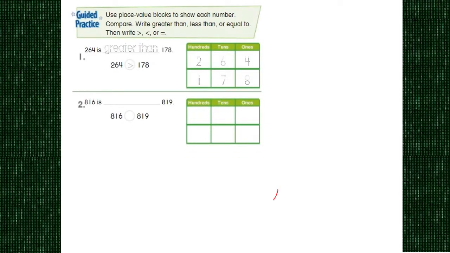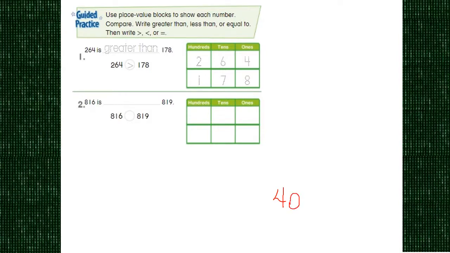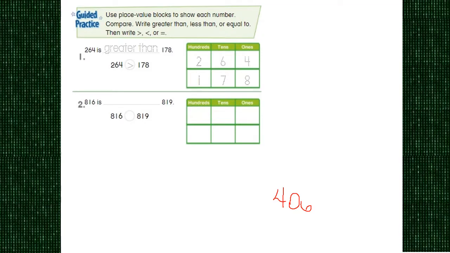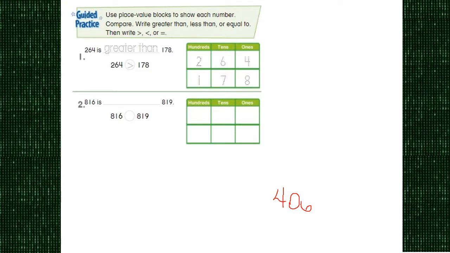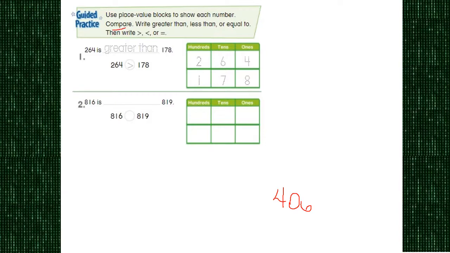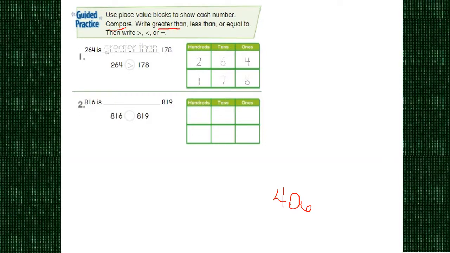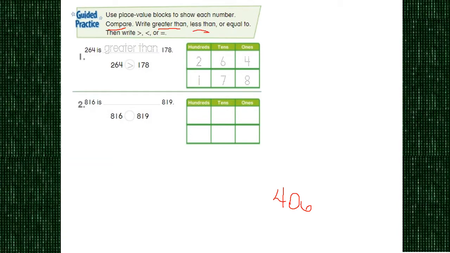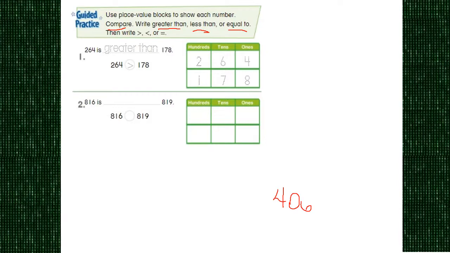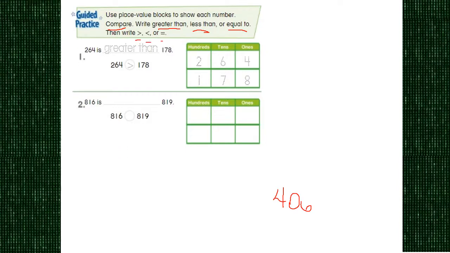Okay, so now we are on page 406 in your book. And the directions say, use place value blocks to show each number. Compare. Write greater than, and yes, they want you to write the words less than or equal to. So this is some good spelling practice. Then write the symbol greater than, less than, or equal to.